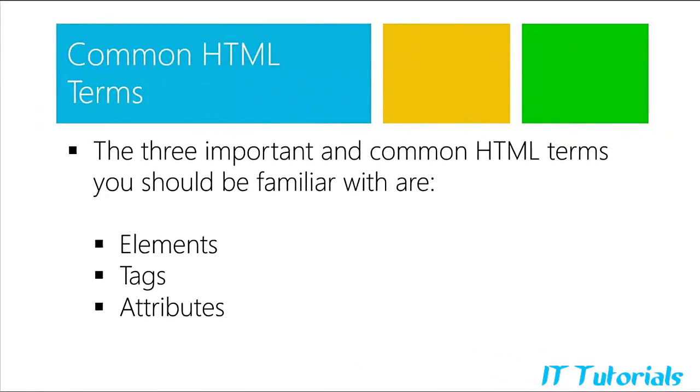Moving on to common HTML terms. The three important and most common terms regarding HTML you should be familiar with are elements, tags, and attributes. So we're going to take a look at each one of these in greater detail. What are elements, what are tags, and attributes. And the objective is for you to understand the fundamental concept of HTML and to identify HTML language.